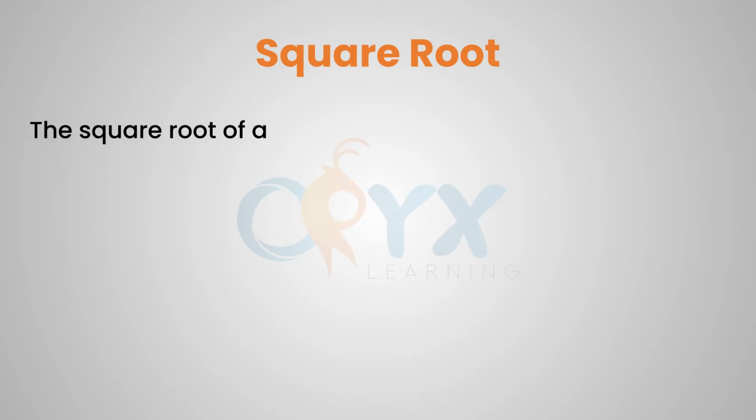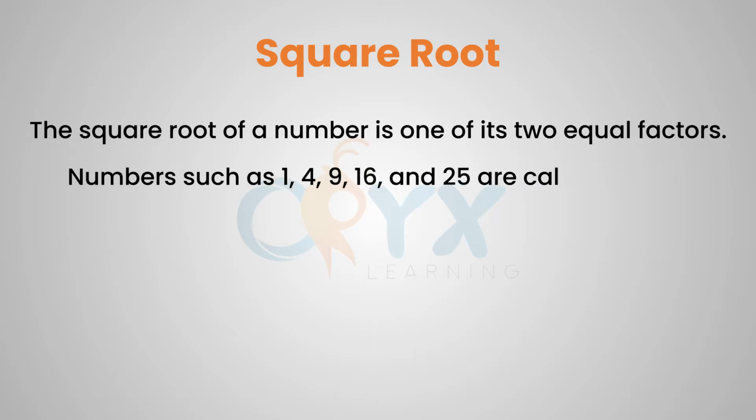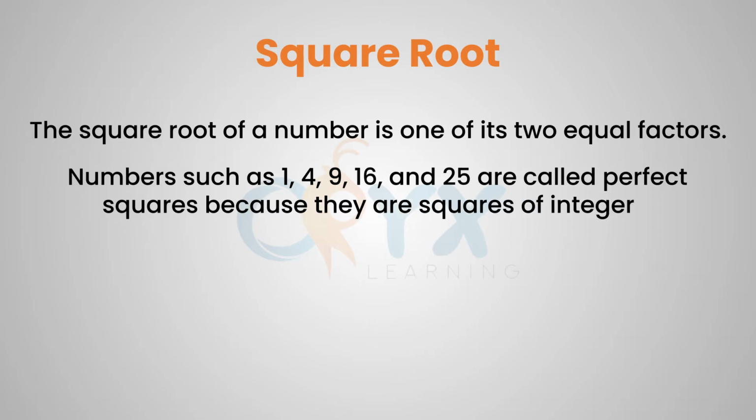The square root of a number is one of two equal factors. Numbers such as 1, 4, 9, 16, and 25 are called perfect squares because they are squares of integers. The square root is denoted with the radical symbol, as shown here. Every positive number has both a positive and a negative square root, right? Usually written as plus or minus. In real-world situations, only the positive or principal square root is considered.